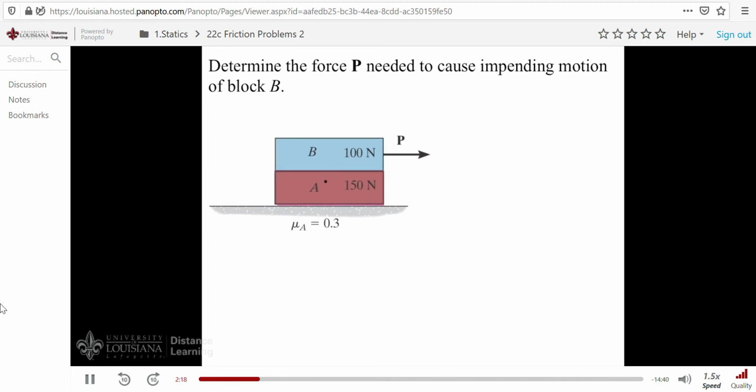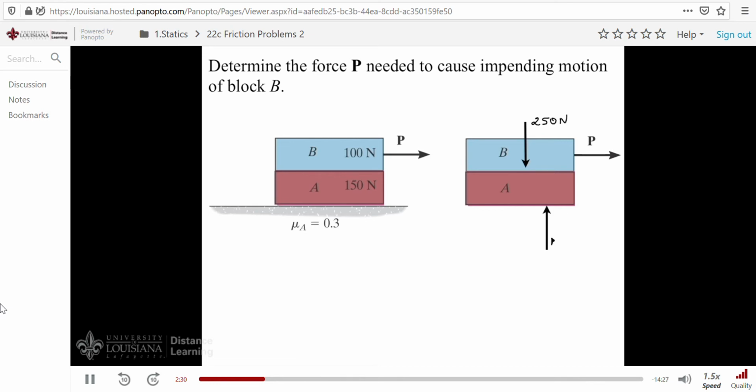To analyze it, we consider the system of both blocks, draw a free body diagram, so we have 250 newtons here. The normal force up, N sub A, and of course the friction force, which opposes the motion. Summing forces in the y direction, N sub A minus the 250 equals 0. Or in other words, N sub A is equal to 250 newtons.